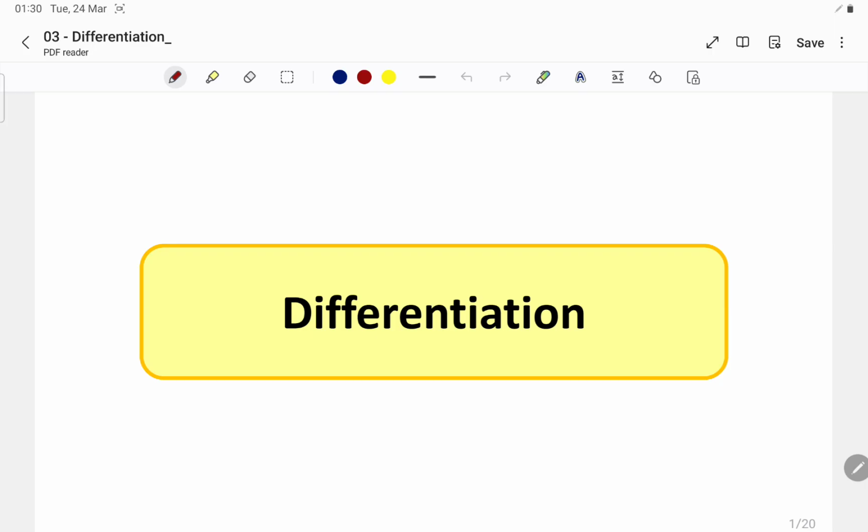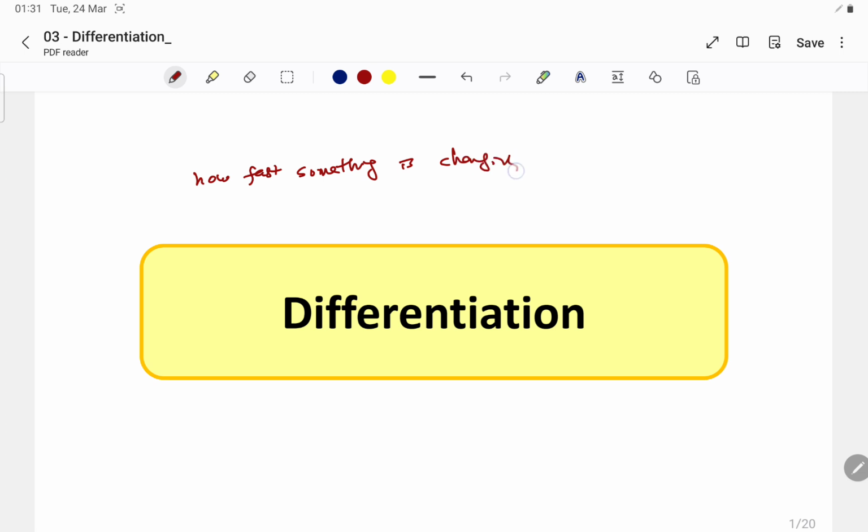Before we start through the topic, I'll give you some context about differentiation. Basically, differentiation tells you how fast something is changing. How fast something is changing.